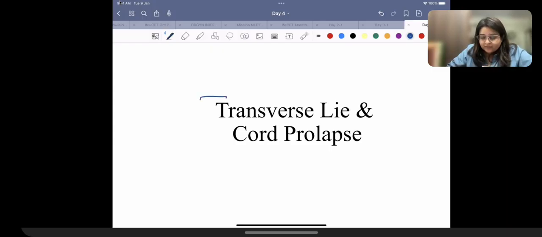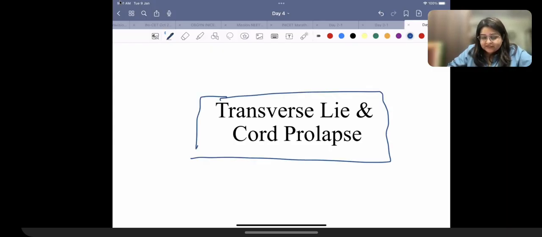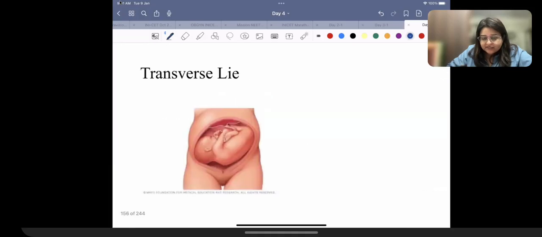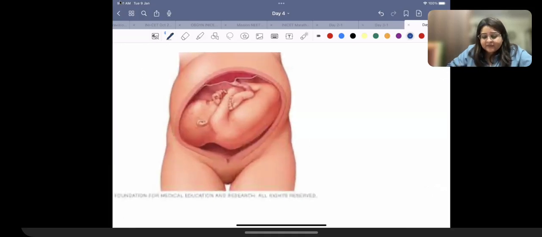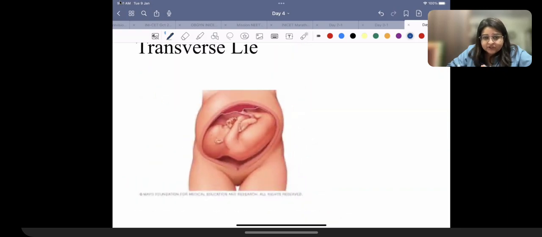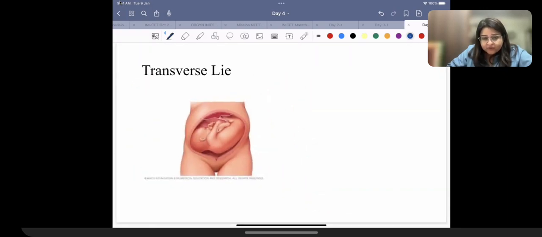Now coming to two more important short topics, transverse lie and cord prolapse. What is transverse lie? The baby lies like this, okay? Now what problem can happen in this? If the patient goes into labor with the baby like this, what can happen? There is a very high risk of which complication happening? Cord prolapse. Very good. Cord prolapse will happen, and one more thing can prolapse. What else can prolapse?